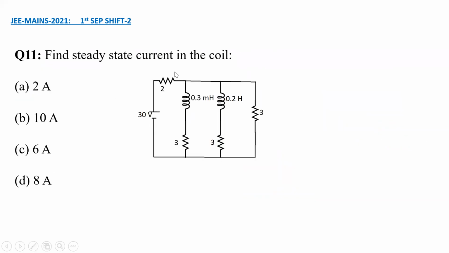Then we have the 11th question. Here we are asked for the steady state current in this coil. At steady state, the inductors act as straight wires. There won't be any voltage difference across the inductor, and they do allow current. So we can say 3, 3, and these 3 are in parallel combination. Their effective resistance will be 1 ohm, and that will be in series with 2. So R total is 3 ohms, and therefore current will be 30 by 3, which is 10 amperes. So the correct answer is option B. I hope you are clear with this.